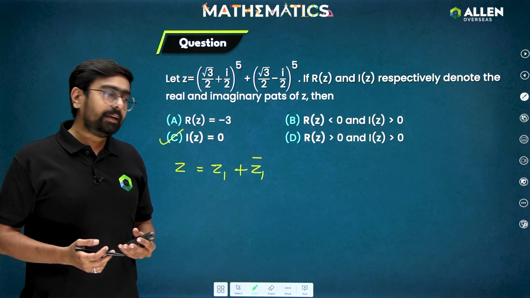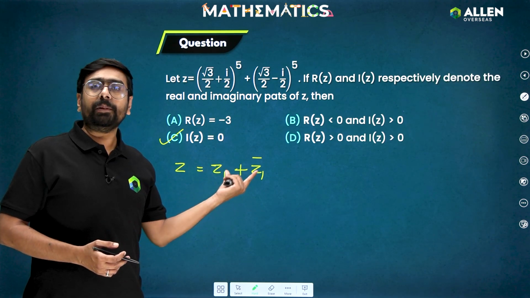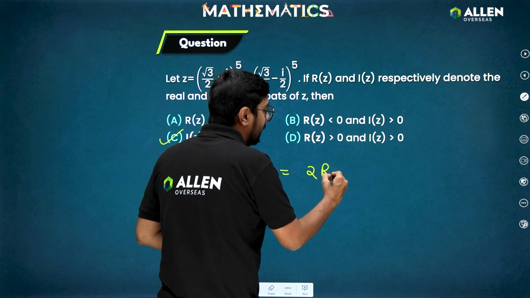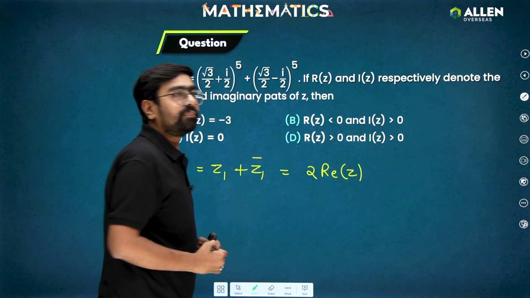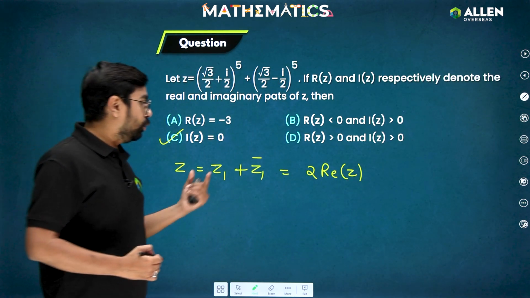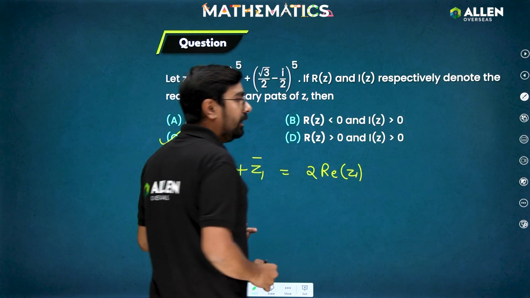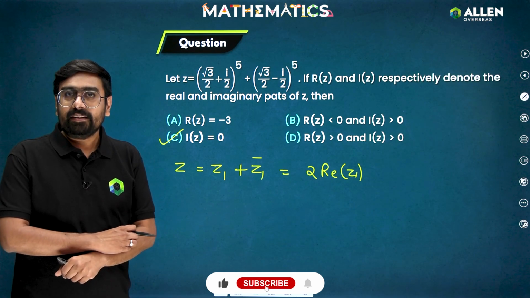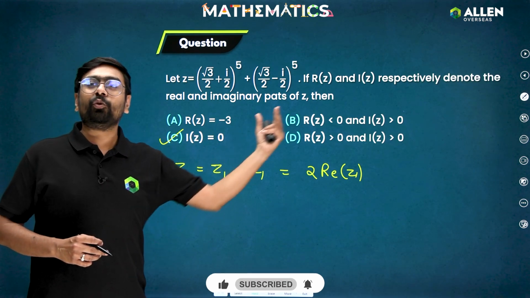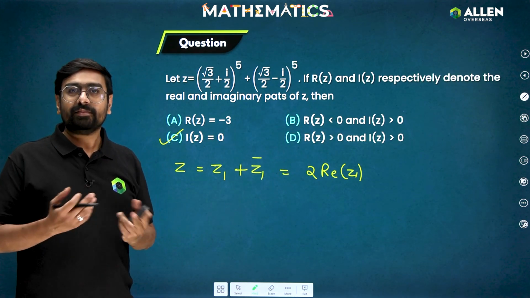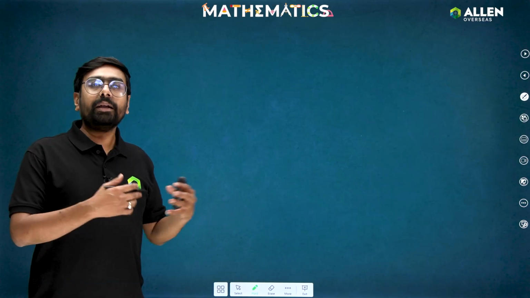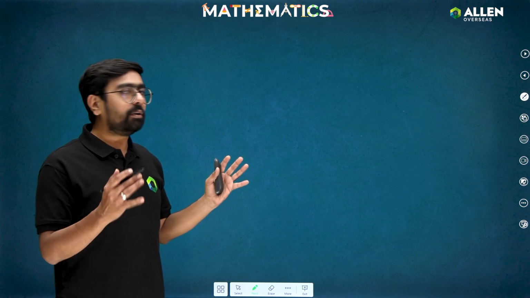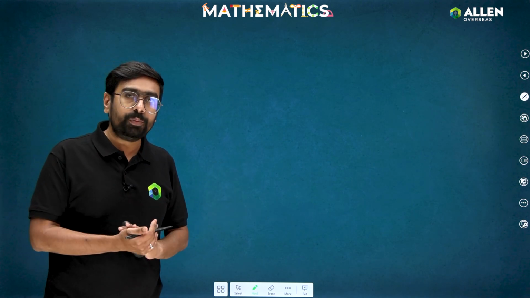And why am I saying that? Because z1 plus conjugate of z1 is always going to result in 2 times the real part of z1. That means z is not going to have any imaginary part. So the imaginary part of z is going to be 0. That's very simple to say. But with the normal procedure also, I can prove why the imaginary part of z is going to be 0.